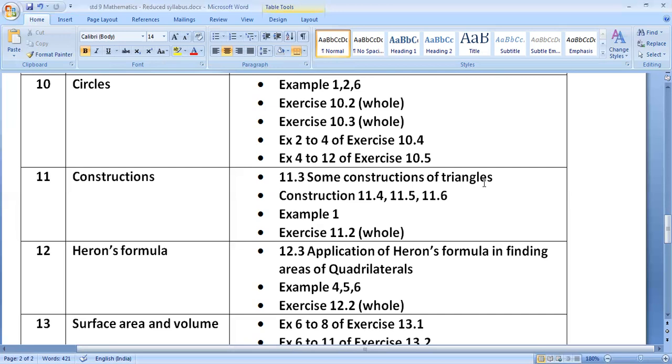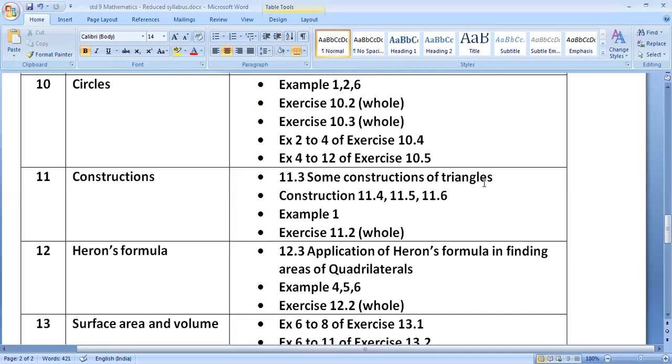On page 195, example 1 is also excluded, as well as the entire exercise 11.2, meaning all constructions 1 to 5 are excluded from the syllabus. So you have to prepare only the simple angles, the perpendicular bisector of a line segment, and the bisector of an angle. Only those kinds of constructions you have to prepare for this examination.